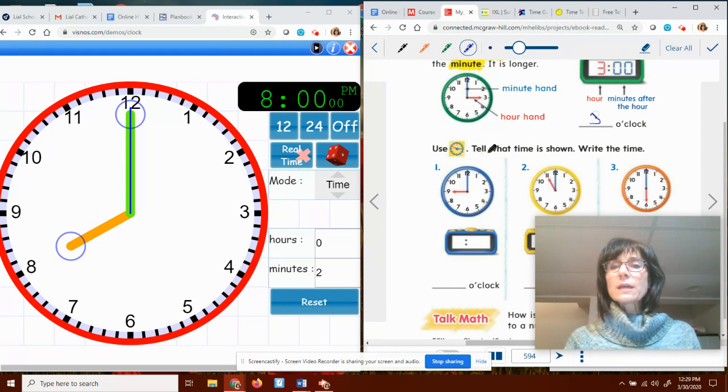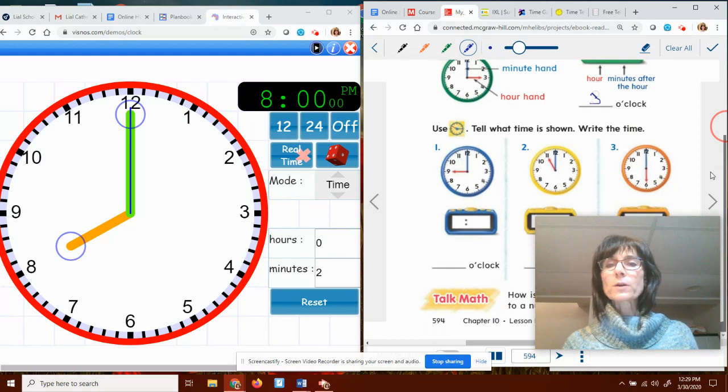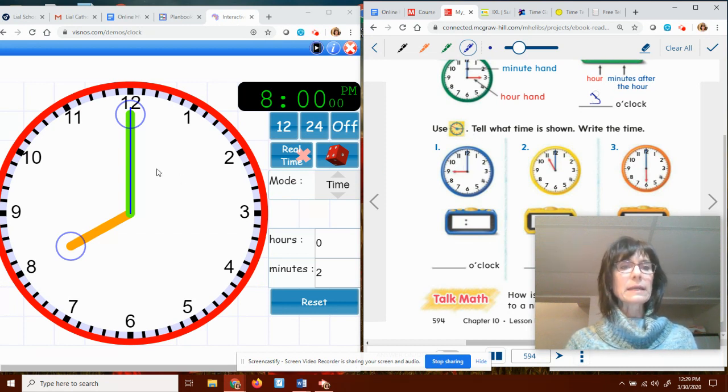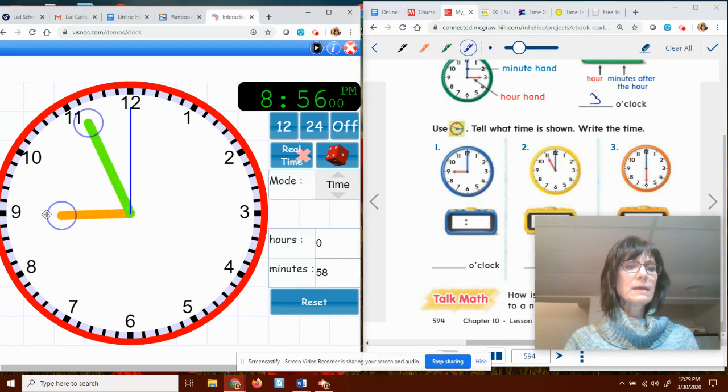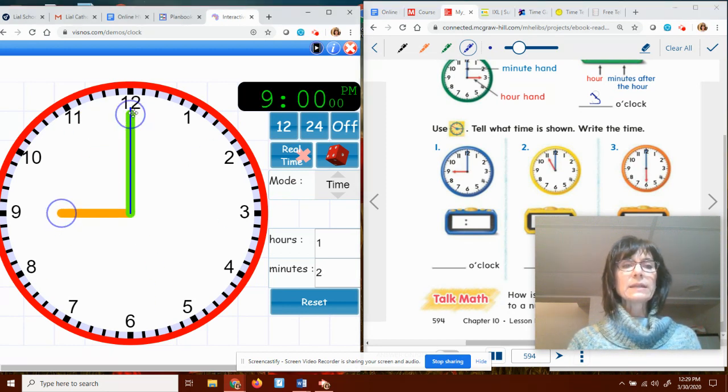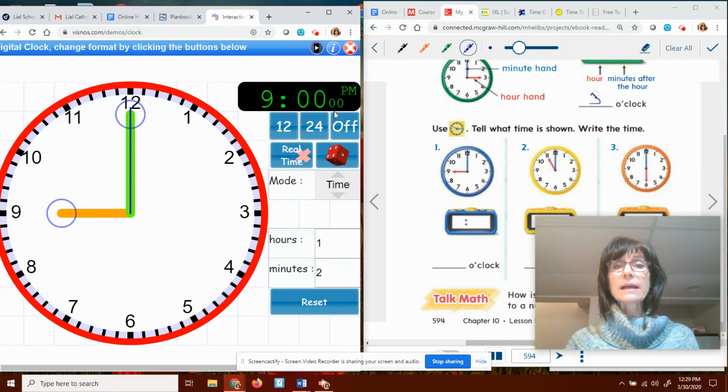So it says, tell what time is shown and write the time. So the first part of my number 1, it's showing me my minute hand is on 12, my hour hand is on 9. If I move my clock where my minute hand here is on 12 and my hour hand, which is the shorter hand, is on 9, it tells me it is 9 o'clock.